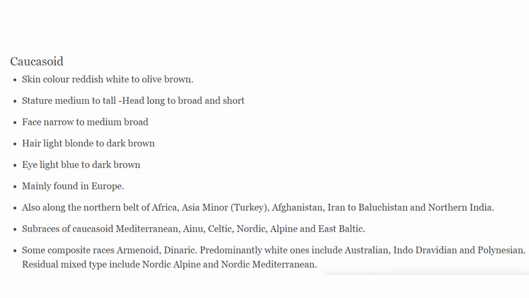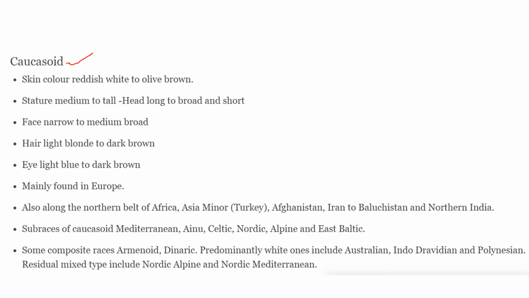As we know, there are three important types of race found in the world. First is Caucasoid, second is Mongoloid, and third is Negroid. Here are some characteristics of the Caucasoid type of people, or this type of race.